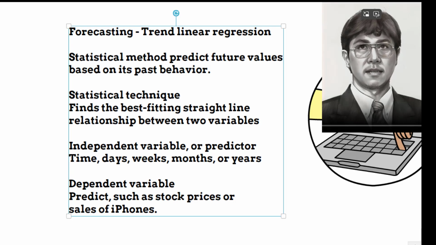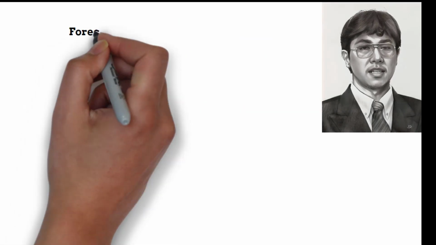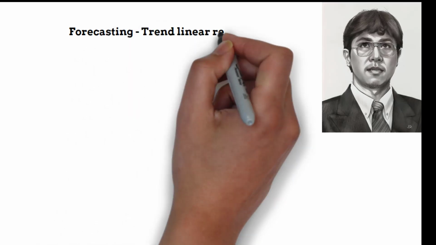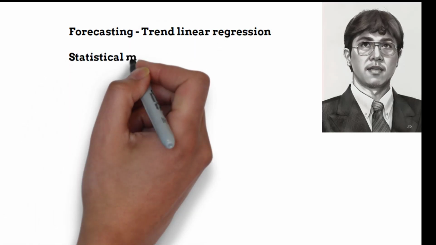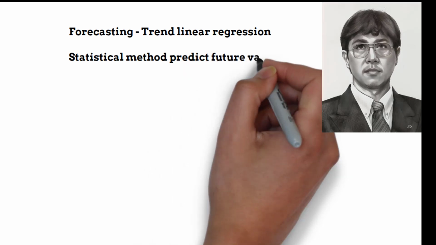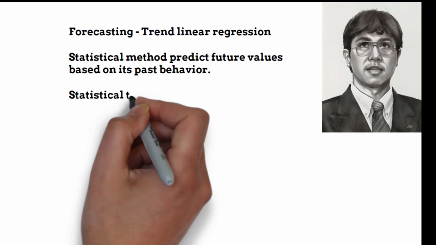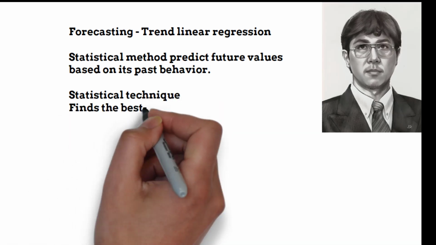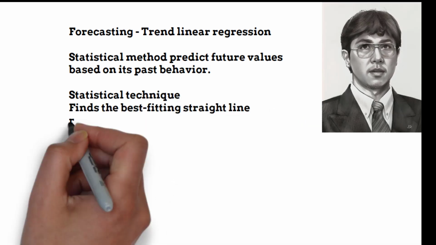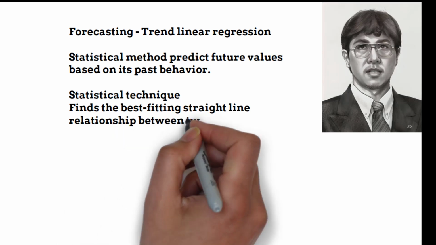Hi everyone. We're going to discuss forecasting using trend linear regression. This is a statistical method used to predict future values of a variable based on its past behavior. Essentially, it's a statistical technique that finds the best fitting straight line to represent the relationship between two variables.